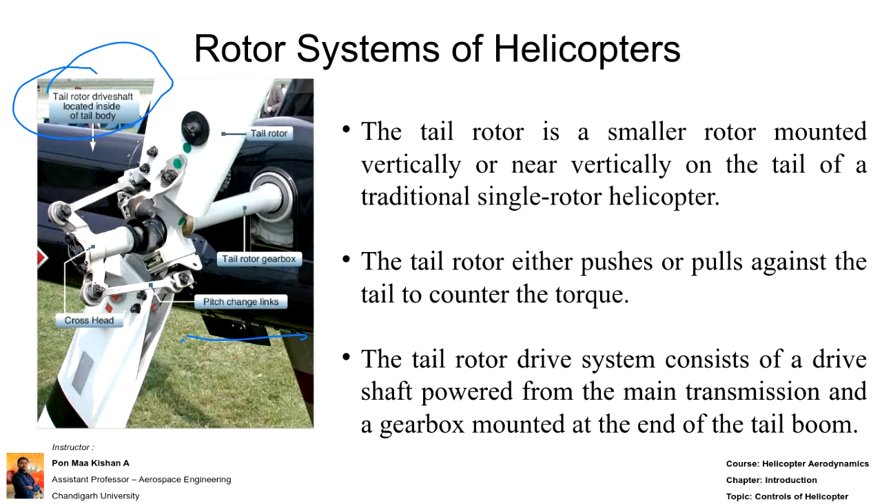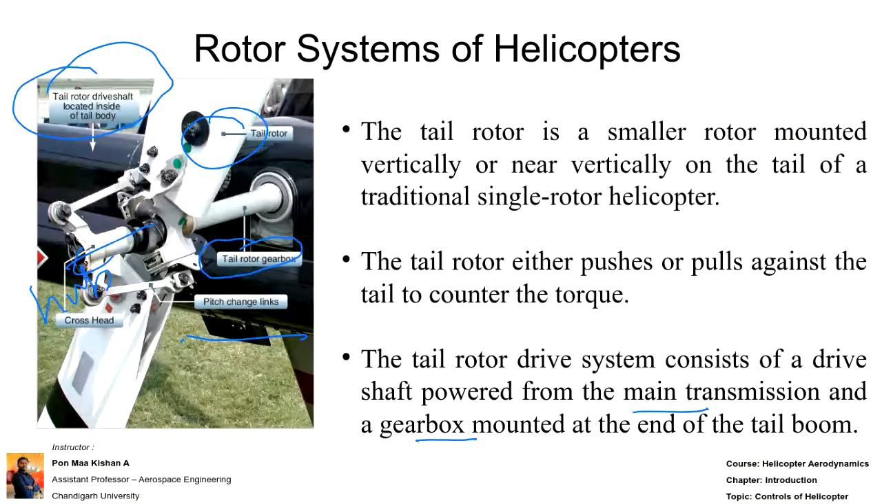Inside the tail body, a drive shaft will be there, and there will also be a gearbox, mounted to take power from the main transmission, in order to give perfect power transmission. The tail rotor will also have a hub, and the blades will be connected to the hub only.